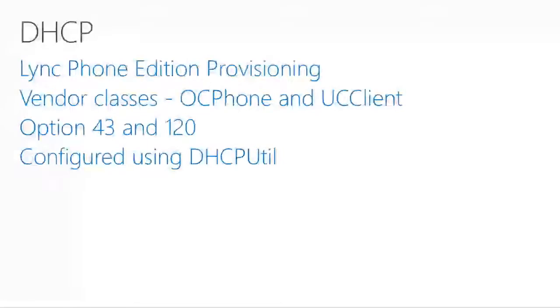So Lync for DHCP requires this for Lync Phone Edition provisioning, which is phones like the Polycom CX600, Astra phones, and the HP phones as well. And what this does is there's two vendor classes that Lync leverages, OC Phone and UC Client. And the OC Phone vendor class that is exchanged within a DHCP discovery process is to do VLAN reassignment, because a lot of voice teams, when they have traditional VoIP PBXs deployed, they'll put all the legacy phones onto a dedicated VLAN. So we can do that with Lync Phone Edition as well via this vendor class.